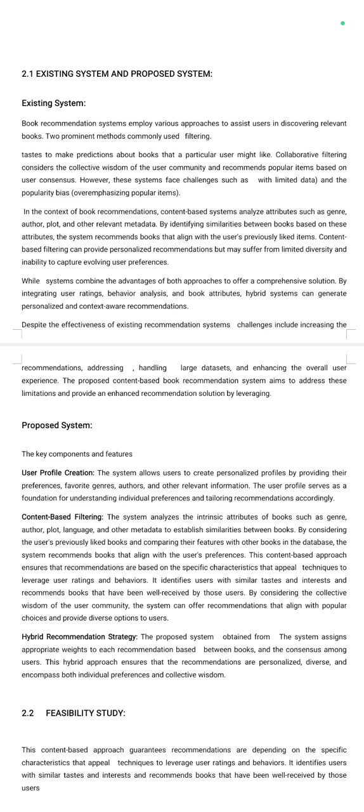Collaborative filtering is a technique that leverages users' ratings and behaviors. It identifies users with similar taste and interests and recommends books that have been well received by those users. By considering the collaborative wisdom of the user community, the system can offer recommendations that align with the popular choice and provide desired options to users.